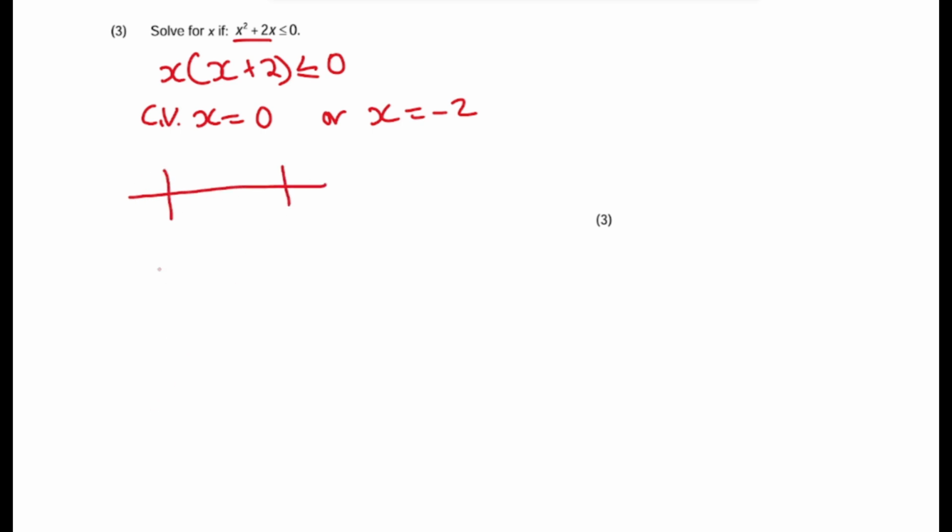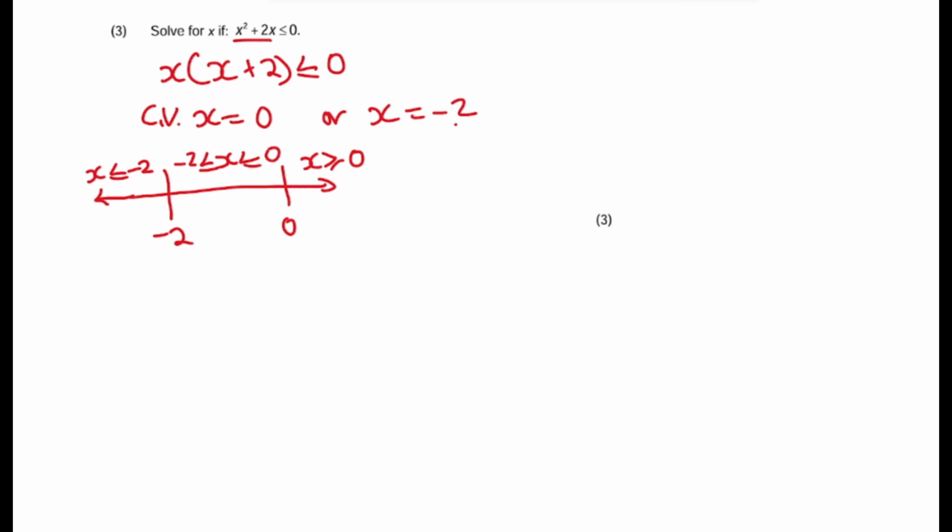Draw the number line like this, and then we have the smaller critical value, which is negative 2, put it there, and then the bigger one is 0, put it there. From 0 to the right, that is x greater than or equal to 0. Then from negative 2 to the left, that is x less than or equal to negative 2. And then between negative 2 and 0, that's an interval. It means x is greater than or equal to negative 2, but less than or equal to 0.